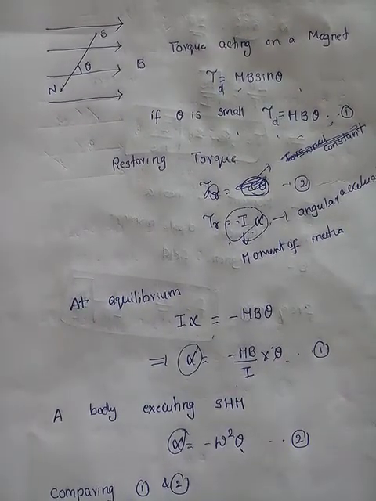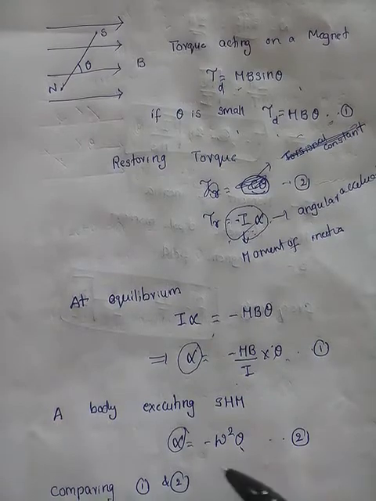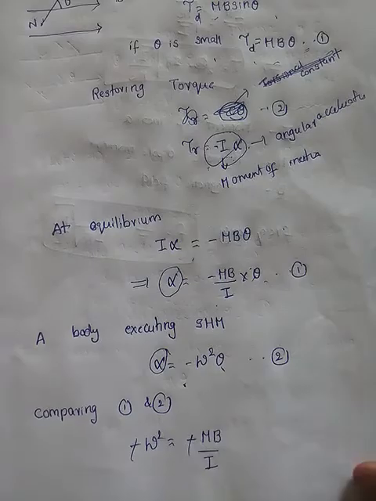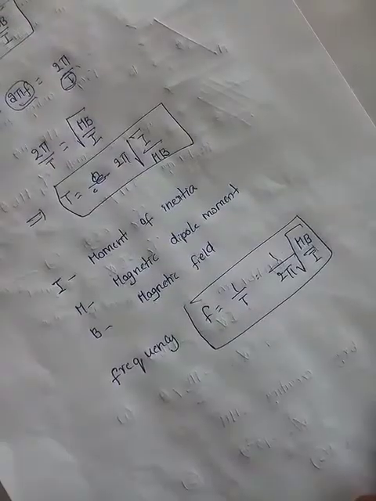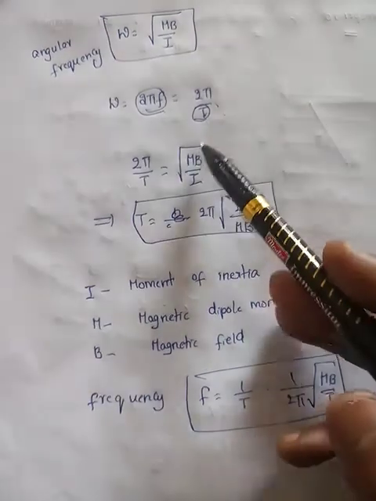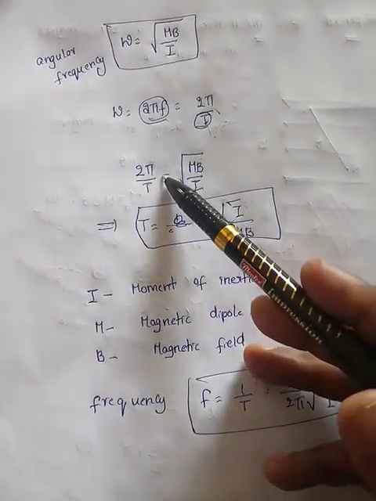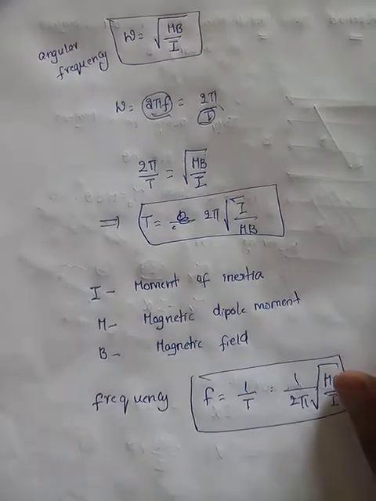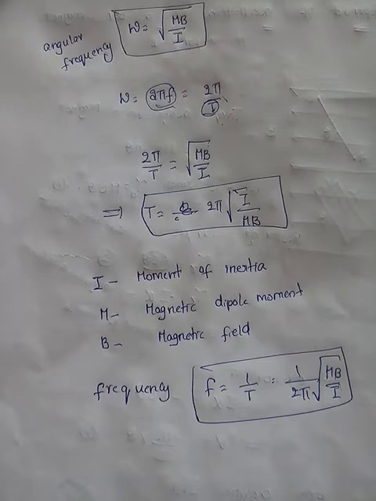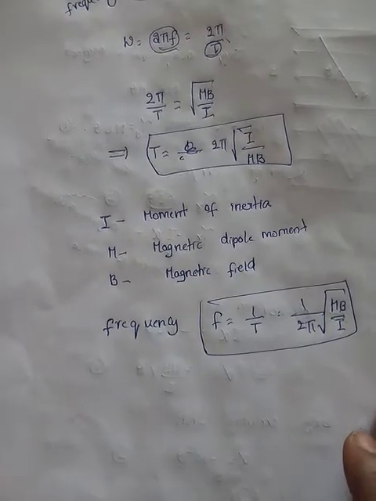We know that if a body is executing SHM, angular acceleration is equal to what? Alpha is equal to minus omega square theta. Comparing these two equations, we got omega is equal to root of mB by I. We know that omega is equal to 2 pi f or 2 pi by T. We want the time period, so we finally got T is equal to 2 pi into root of I by mB. So, in this class we derived two derivations. One is the potential energy of a magnet in a magnetic field. Next, the time period of oscillation of a magnet in a magnetic field.